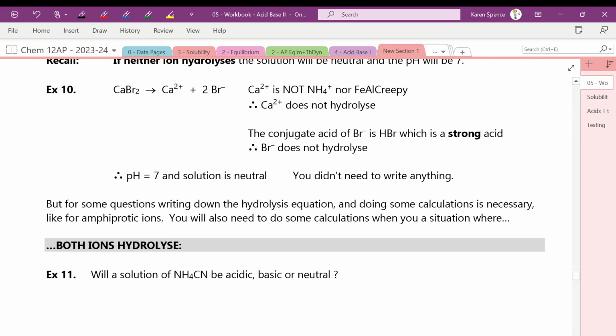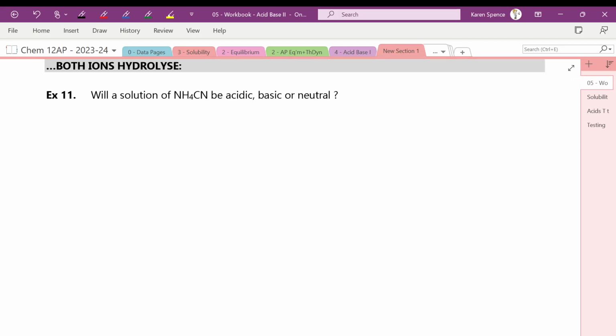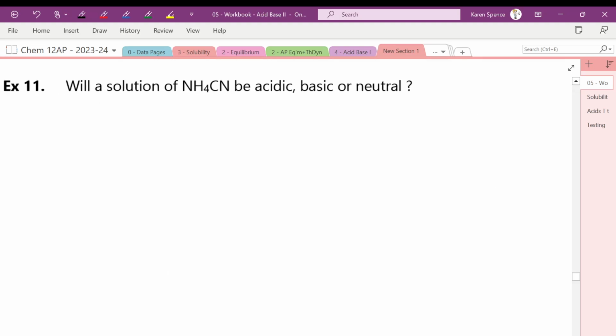Okay, page 43. Could you guys solve this one? Will a solution of NH4CN be acidic, basic, or neutral? See if you can solve that. Try it. Call me over if you get stuck.